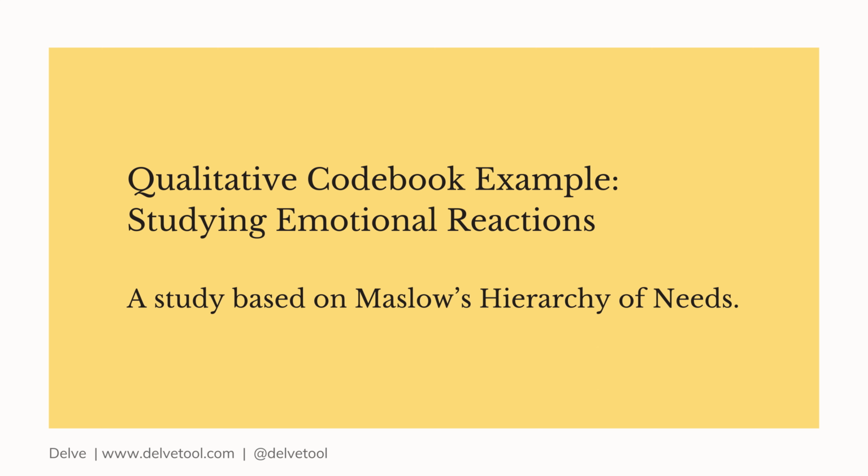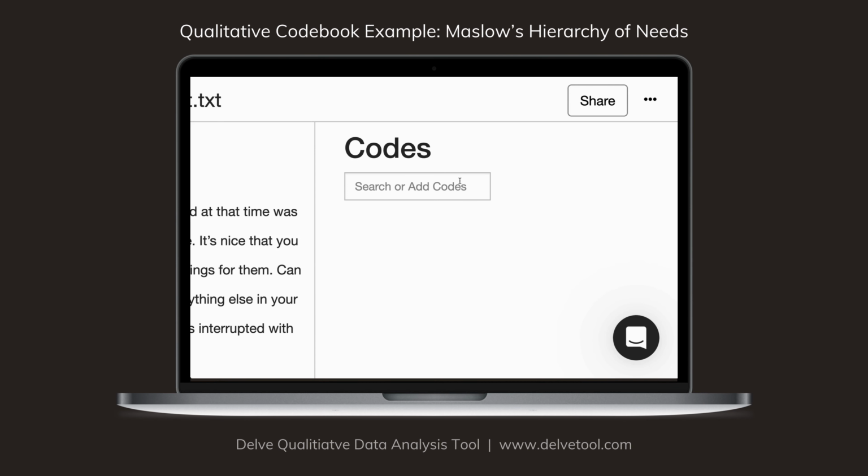Let's go through another example. Perhaps you're doing a research study based on the existing framework of Maslow's hierarchy of needs. This is an example of deductive coding because you start by creating a codebook based on Maslow's hierarchy of needs and then applying those codes to your dataset. First, derive a few codes based on the framework, then add them to your codebook. I'll do that now by typing out these codes.